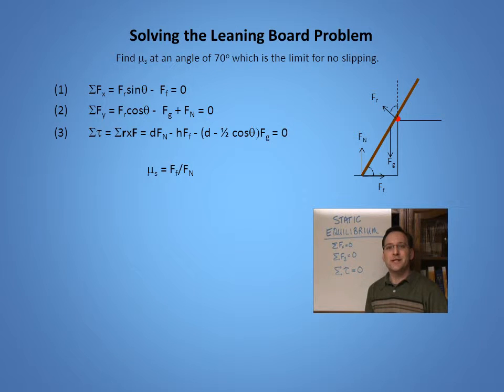From the vertical force equation, number 2, we see that the force from the roller is equal to that quantity Fg minus Fn over cosine theta.